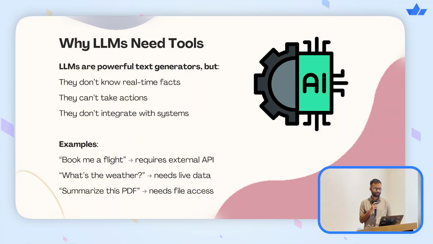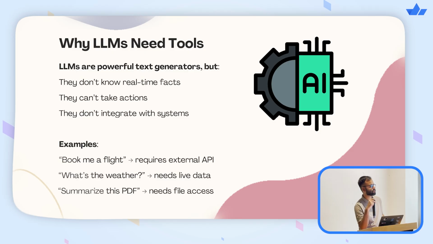So these are some of the examples. If you are booking a flight, it requires external data or an external API. It can't do it without that. What is the weather? Needs live data again about the weather, and summarize this PDF needs file access. Without reading any file, it can't tell you the summary of that PDF or any document. So looking at all these problems, MCP was created.